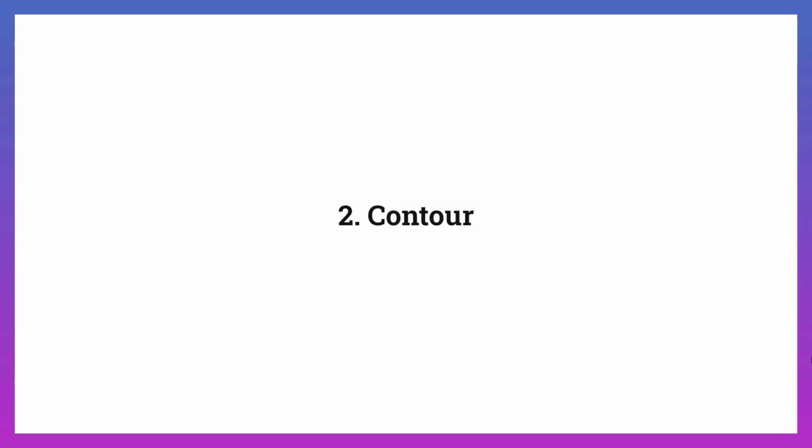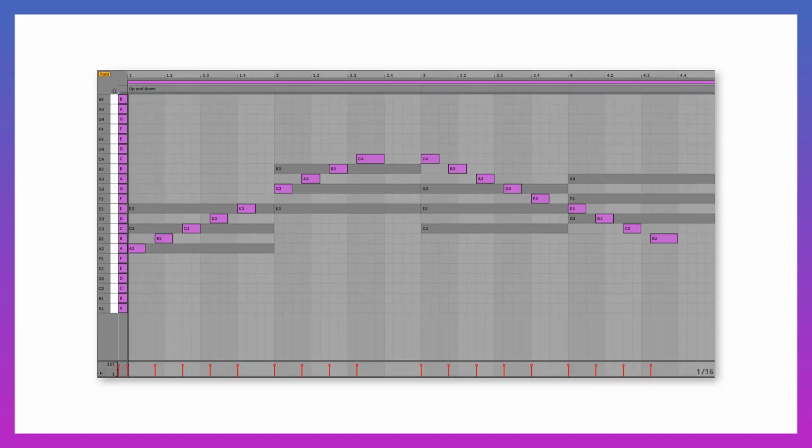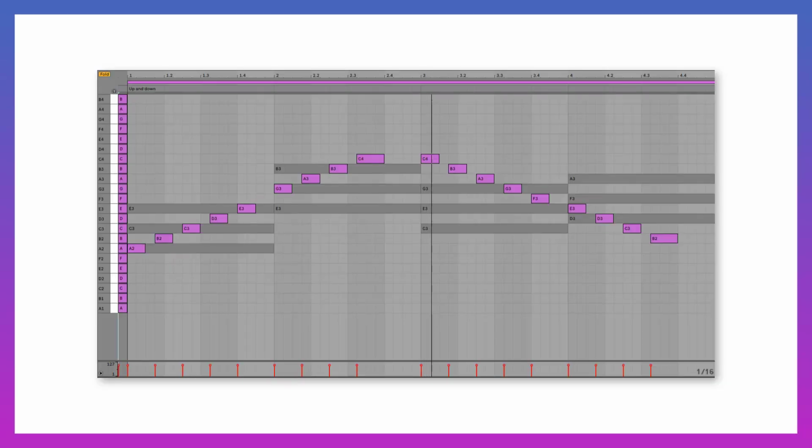Second, contour. Contour is the curve of your melody. If you start at the bottom and run upwards, it sounds uplifting. If you run downwards, tension is relieved.